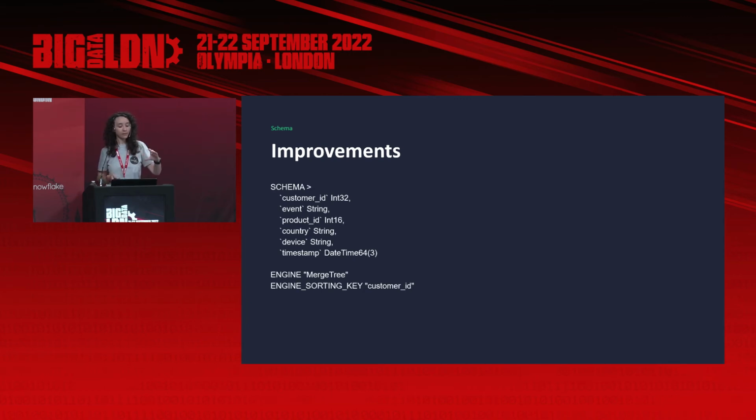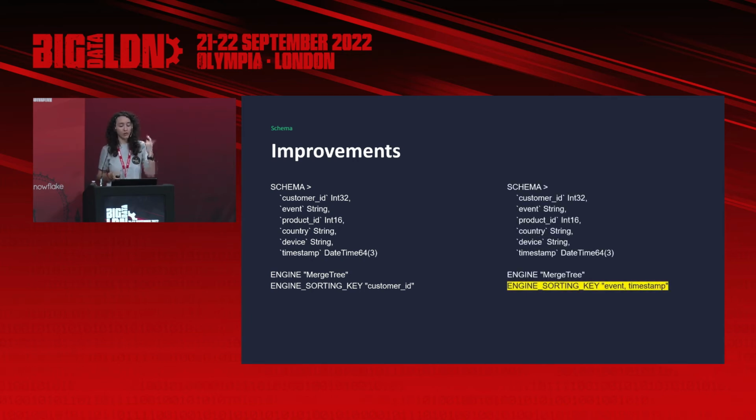That's what we have. As you can see, the engine sorting key is customer ID, which makes no sense because we are filtering by product type, event, and date time. So this is not helping us. So if we change to event and timestamp, applying rule number 2 and number 3, which we have already explained, which is using the filter first, filter using those columns we are using in the query.